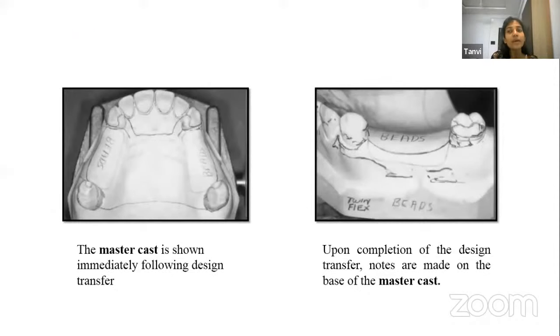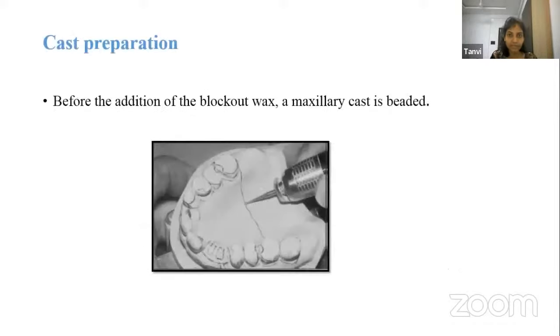So these are the properly drawn casts with all the information on them. As for example, it's shown in the figure the depths, that is the type of the minor connector which will be required. Twin flex means that is a clasp which is to be placed. The heights of the contour are marked. So the proper information has been transferred in a thorough manner to the master cast.